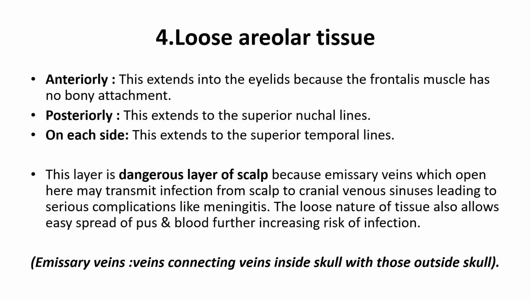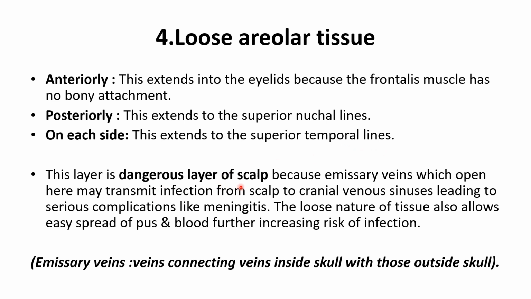Next we come to the loose areolar tissue. So this is a layer which is important from an examination point of view, because loose areolar tissue is called the dangerous layer of the scalp. Now anteriorly it extends into the eyelids. Why? Because the frontalis muscle, the component of occipitofrontalis belly, has got no bony attachment. So anteriorly the loose areolar tissue, the loose tissue of the scalp, is extending into the eyelids. Posteriorly it extends to the superior nuchal lines, and on each side it extends to the superior temporal lines.